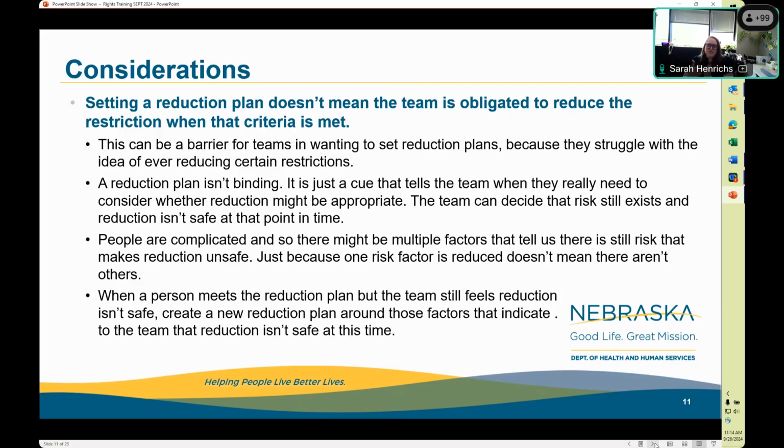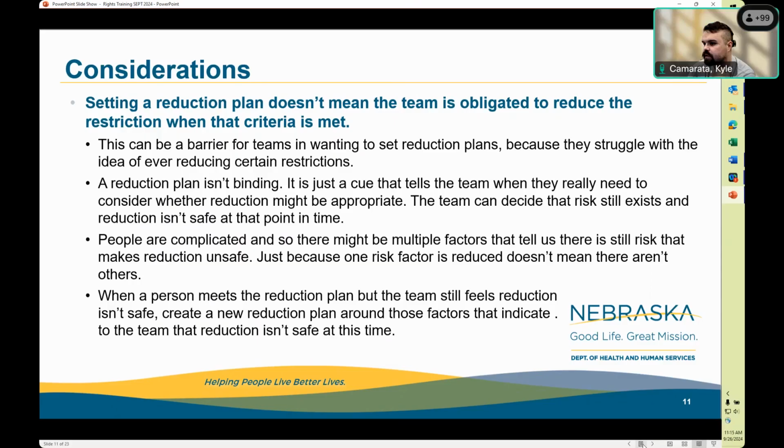And it could be a factor that we didn't anticipate a year ago or 2 years ago when we set the reduction criteria. But when a person meets that reduction plan and the team still feels reduction isn't safe, you have to create a new reduction plan. And it needs to be based around whatever those factors are outside of this reduction criteria that they met, that is telling you it's still not safe.